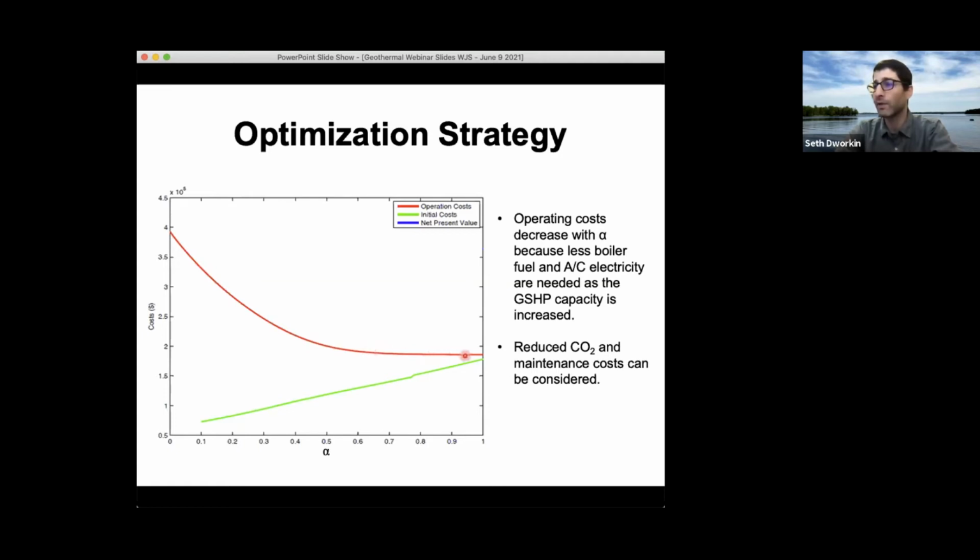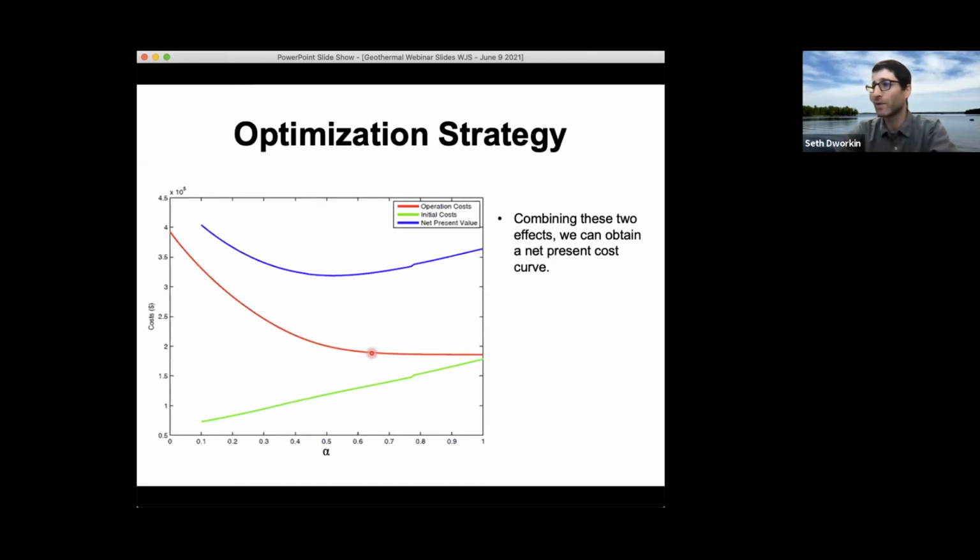And they kind of level off here at around 60 or 70%, because very few times throughout the year do the demands exceed the capacity of 60% of the peak demand, which means you would be meeting most of your energy demand with your geothermal system. The green curve is initial costs, the red curve are annual operating costs, and we can combine those into a net present value of total costs. And then we search for the minimum of that curve. And that curve tells us where the financially optimal point is for the building.